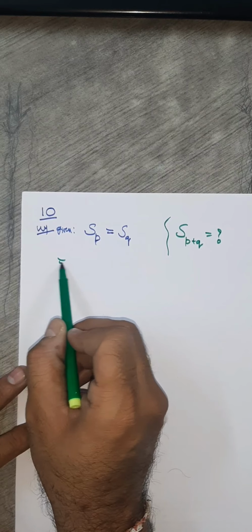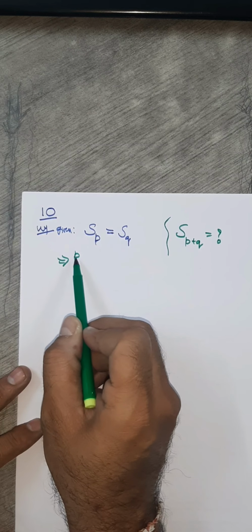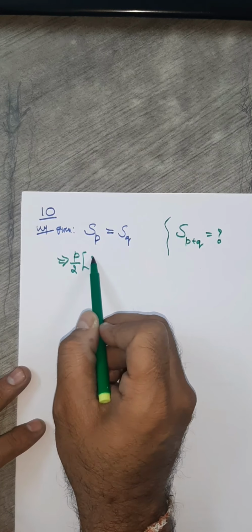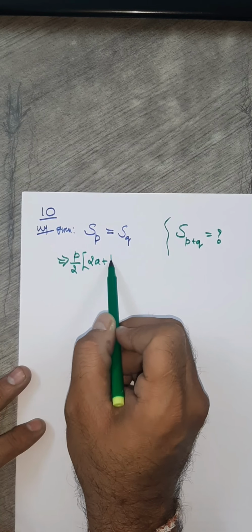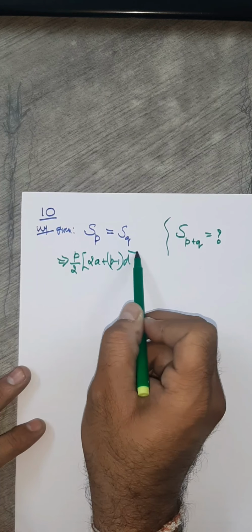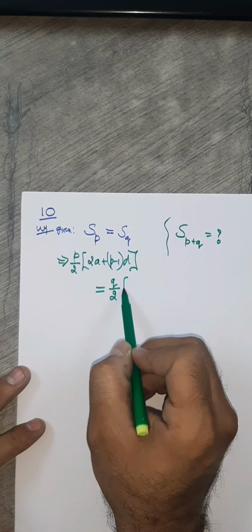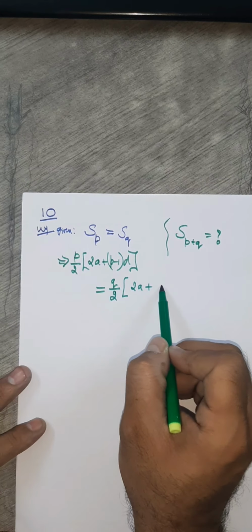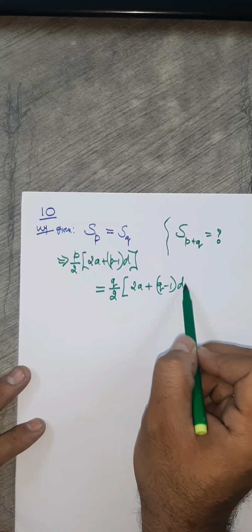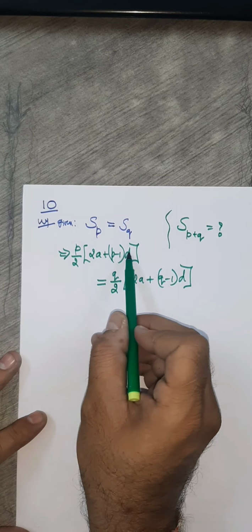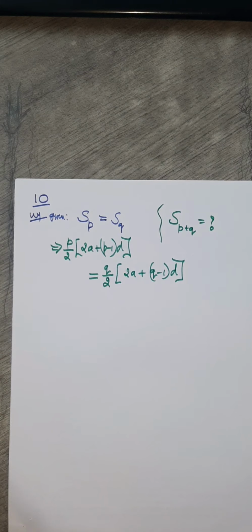Let's write the meaning of this. What's the meaning of this? You know, p by 2 into 2a plus p minus 1 into d. That equals this side, q by 2 into 2a plus q minus 1 into d. For the same progression we are doing. So I've chosen a and d equal, remember. Your sequence is the same. We are not having two different sequences.